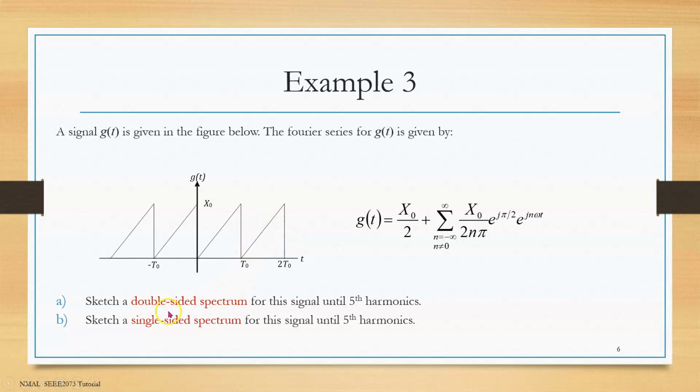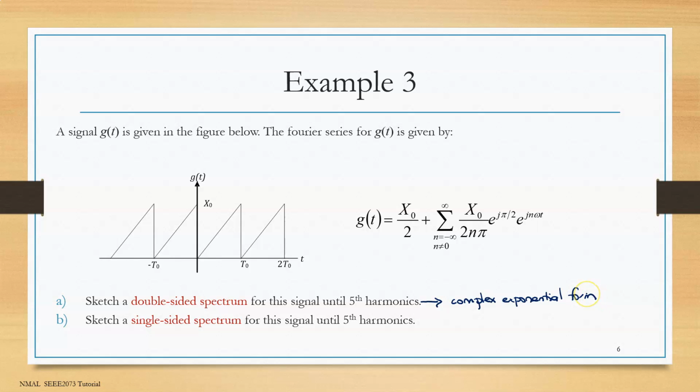First, you need to find a double-sided spectrum for the signal up to the fifth harmonic. It means that you need to find the equation in terms of the complex exponential Fourier series first, because in order to plot a double-sided spectrum, you need to have the complex exponential equation first. The second one is to sketch a single-sided spectrum. For this one, you have to find the trigonometric equation first.